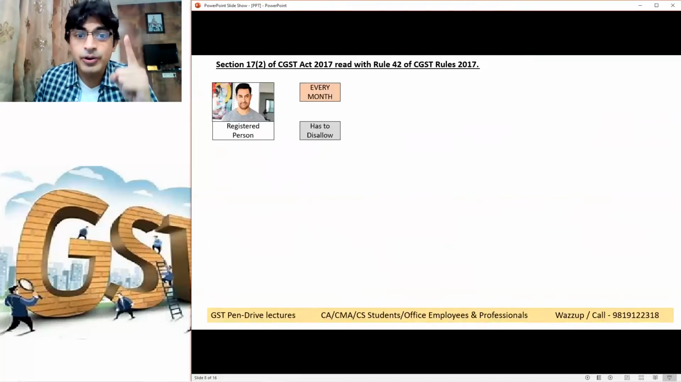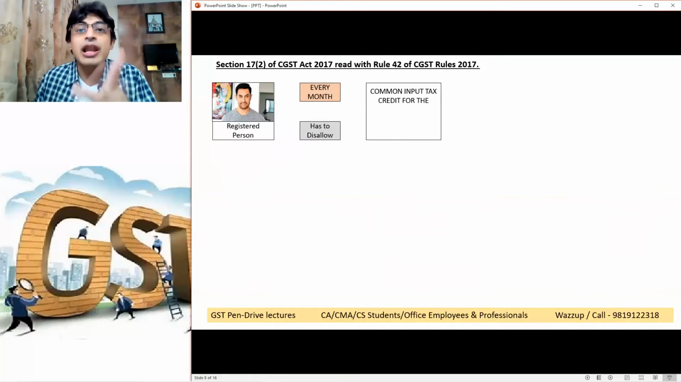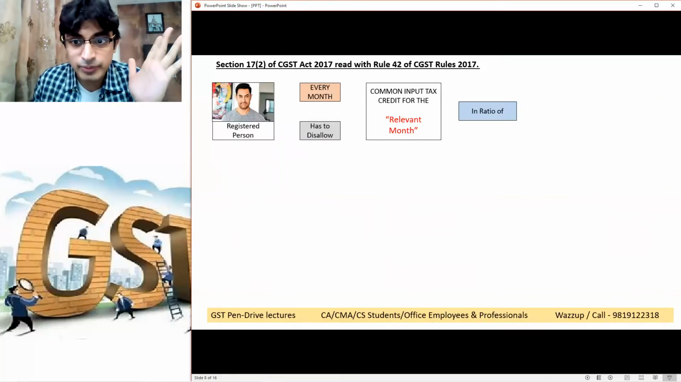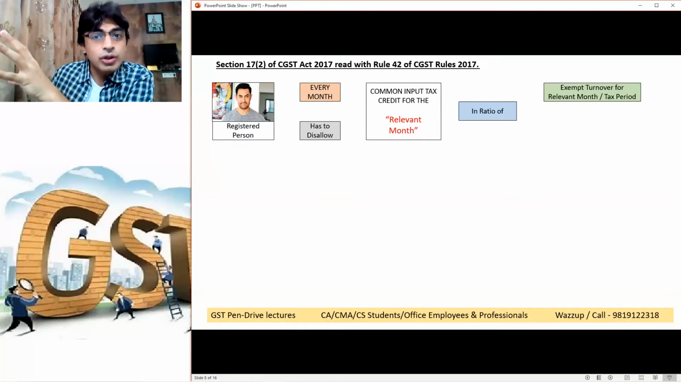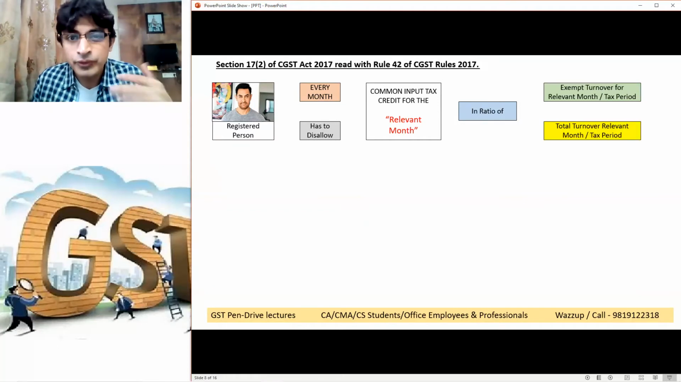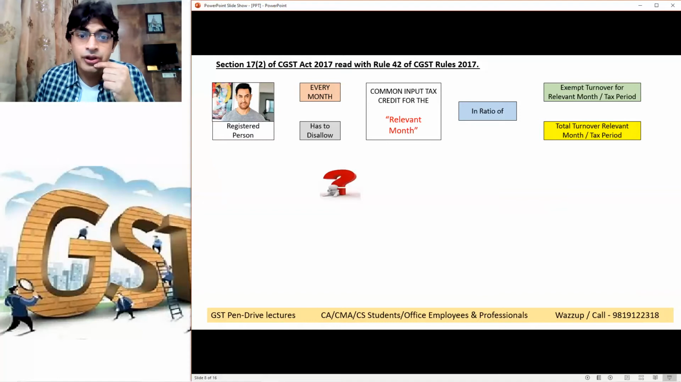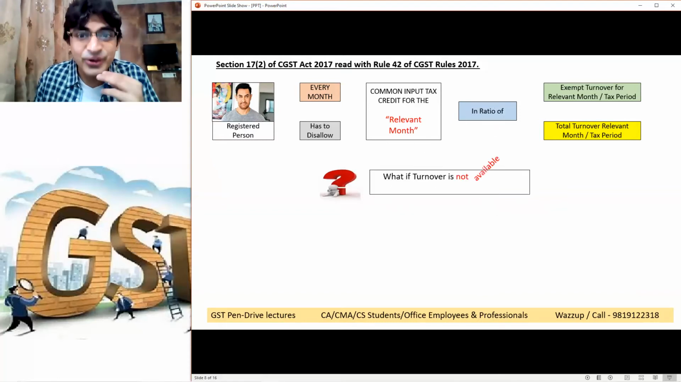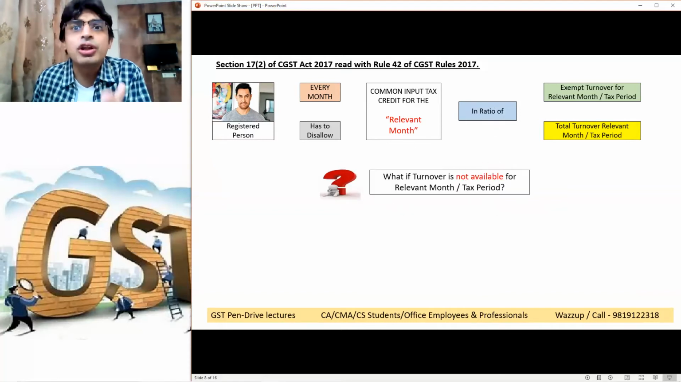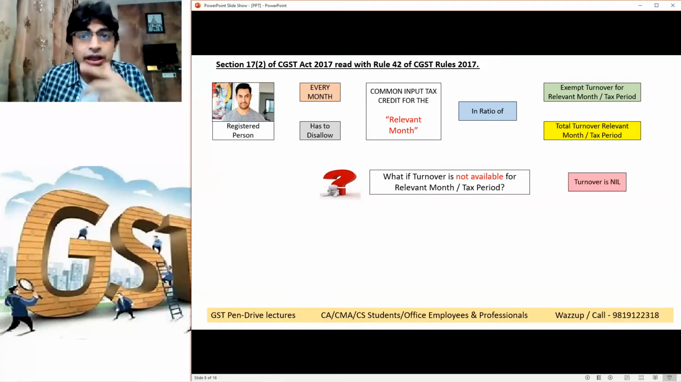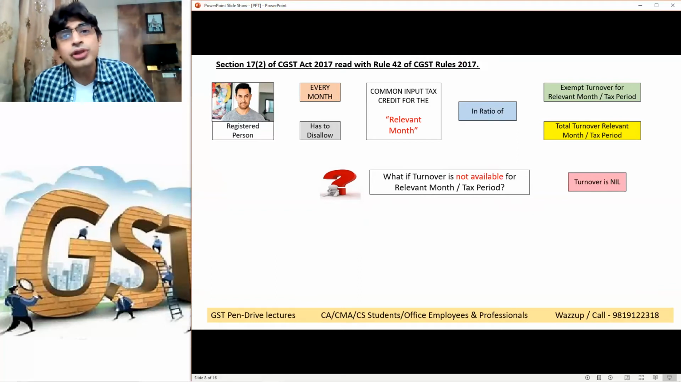Okay, now registered person every month has to disallow such common ITC for the relevant month in the ratio of exempt turnover divided by total turnover. There is one apprehension here. What if turnover is not available for the month? किसी किसी मंथ में टर्नओवर जीरो हो सकता है, तो क्या करोगे? कैसे रेशियो लाओगे? How will you do the ratio?